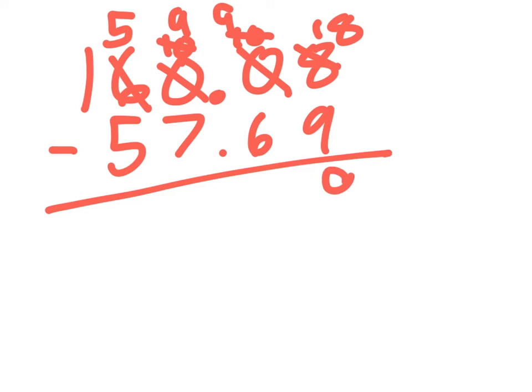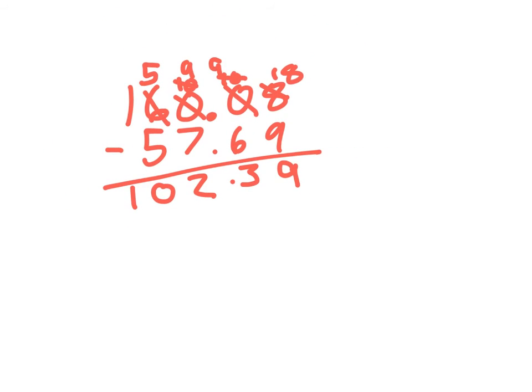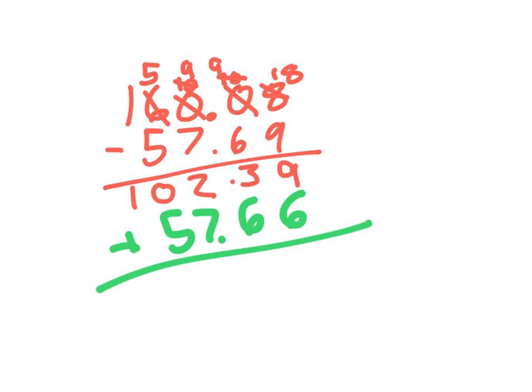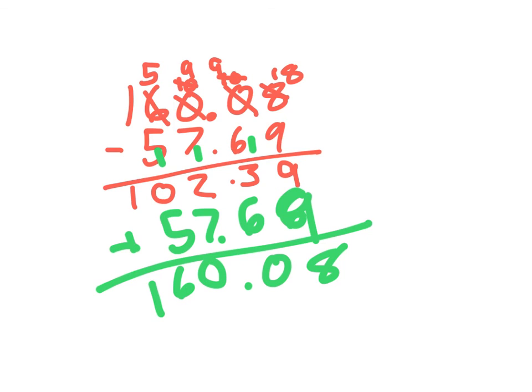18 minus 9 is 9. 9 minus 6 is 3. 9 minus 7 is 2. 5 minus 5 is 0. And 1. Then to check that, I would just add 57.69 and the 102.39. The really nice thing about addition and subtraction is before you even choose an answer, you know if you're correct or not, as long as you're checking your work.